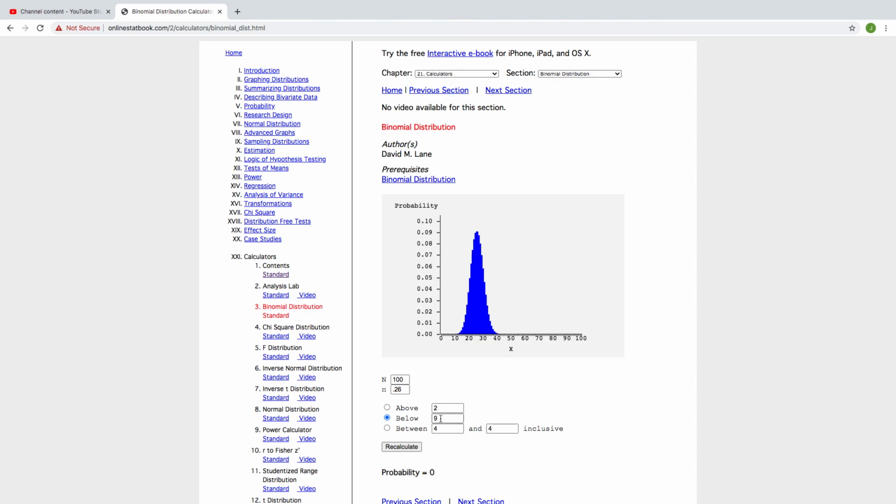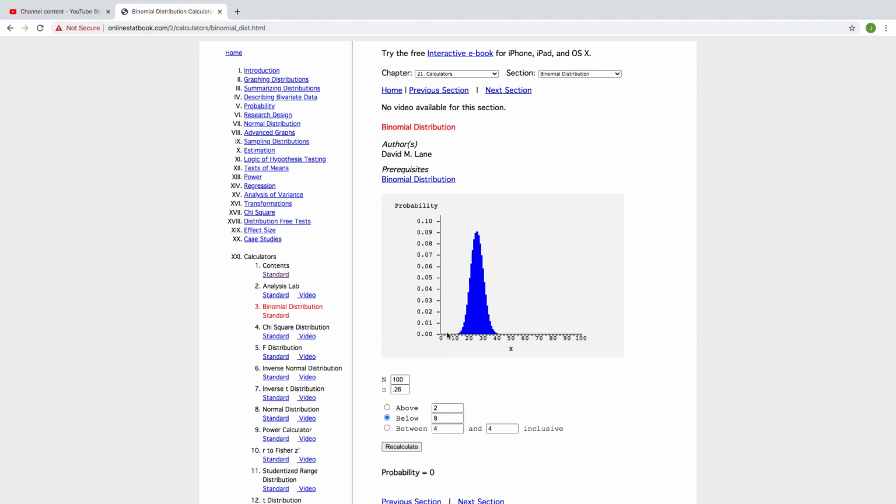9, actually. And the reason why it's below 9 is because the first number that's less than 9 is 8, then it's 7, 6, 5, 4, 3, 2, 1, and then 0. And that'll be all of it. So below means not including 9. And we're going to recalculate. It gives me a probability of 0.